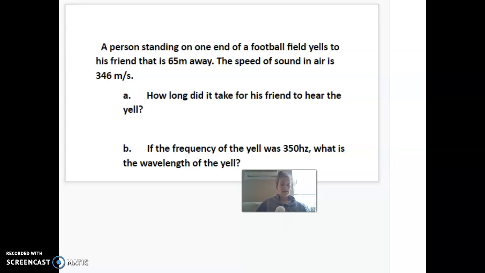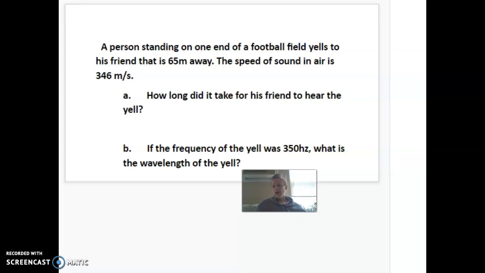A person standing on the end of a football field yells to his friend, 65 meters away. The speed of sound in air is 346 meters per second. How long did it take for his friend to hear the yell? And if the frequency of the yell was 350 hertz, what is the wavelength of the yell?